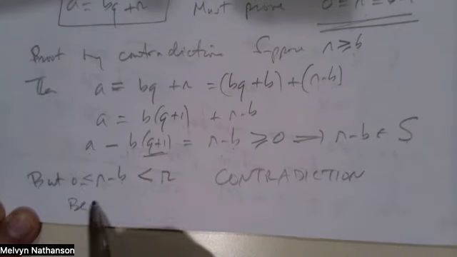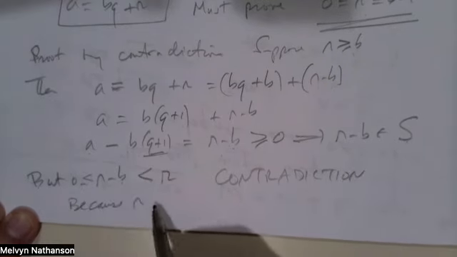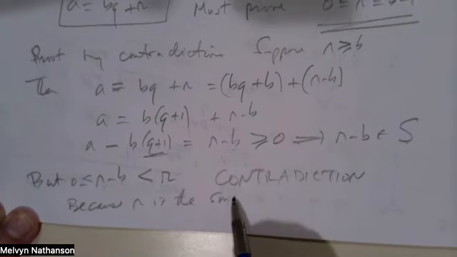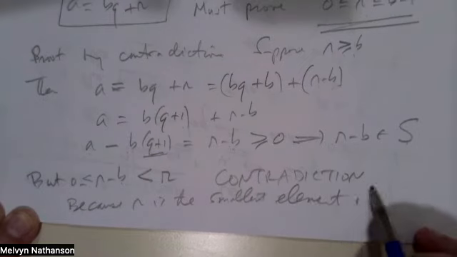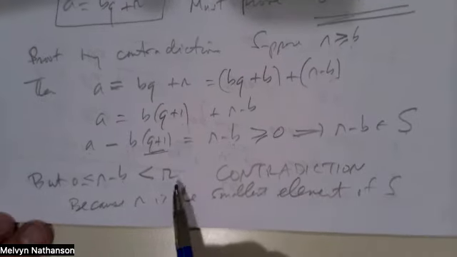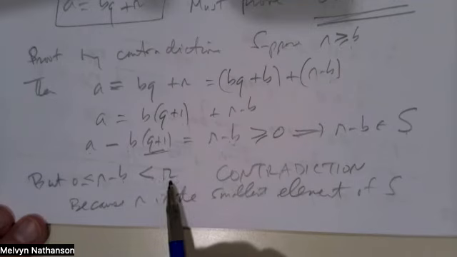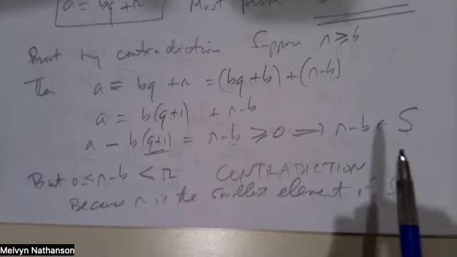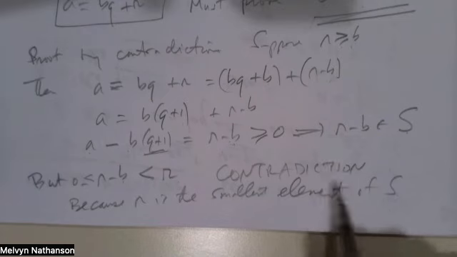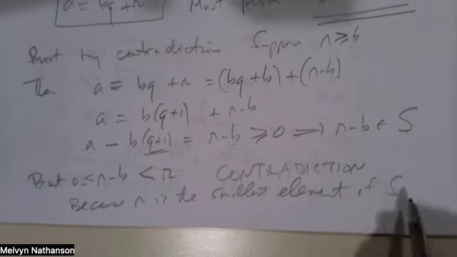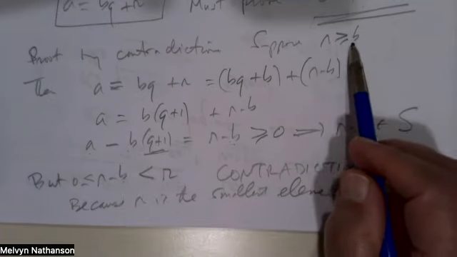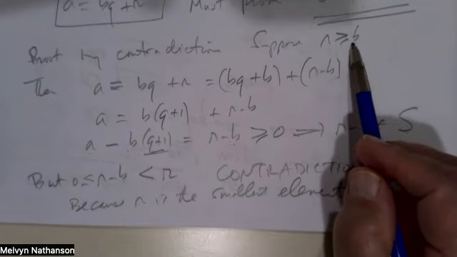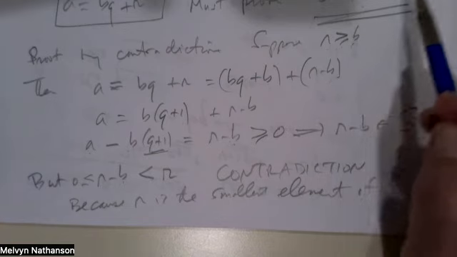Because R is the smallest element of S. And I just found something smaller than R, namely R minus B, in the set S. That's a contradiction. You can't have a contradiction in mathematics. And we got a contradiction by supposing that R is greater than or equal to B. So it's not. R is less than or equal to B minus 1.